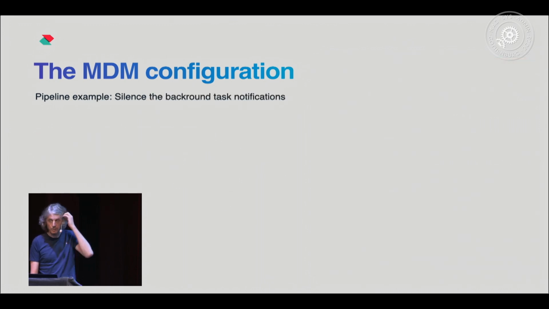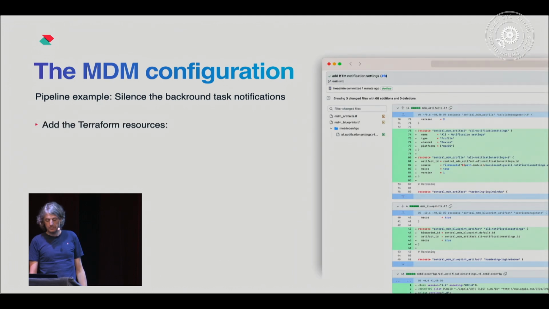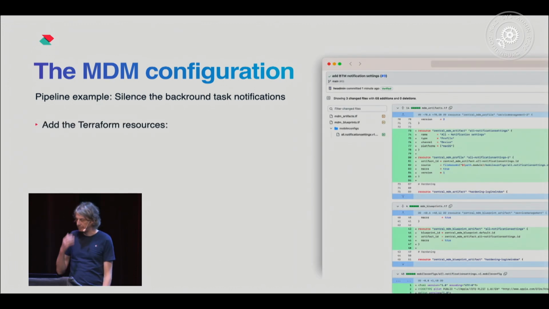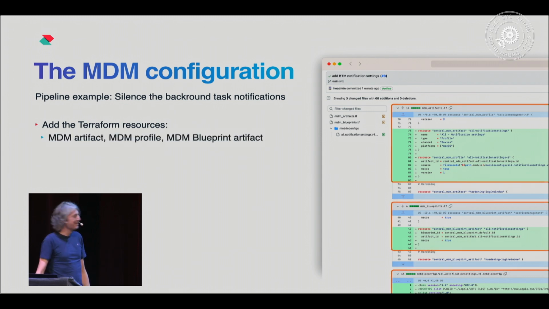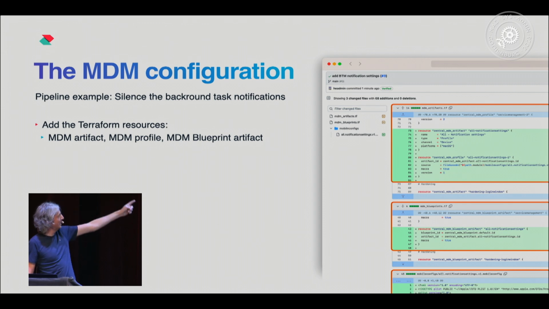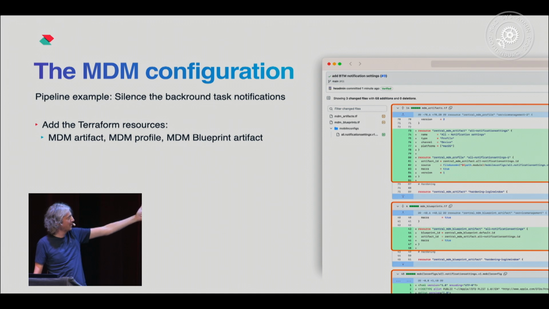So a quick example. After the talk yesterday from Patrik, it's probably not the best. I don't think it's good to disable the background task notifications, but here we are. We are going to disable them. So don't do that. So we are going to add the four resources required: artifact, profile, and blueprint artifact. We add them as code.